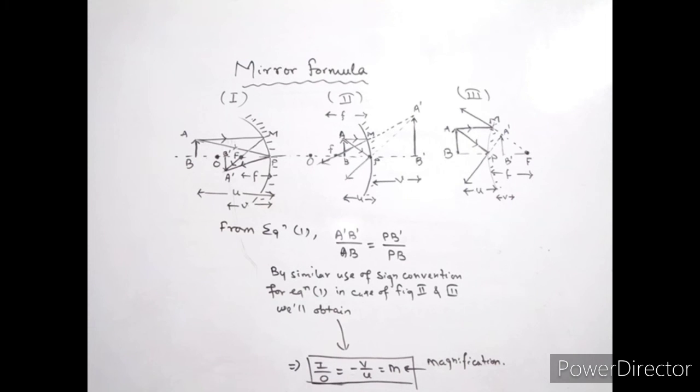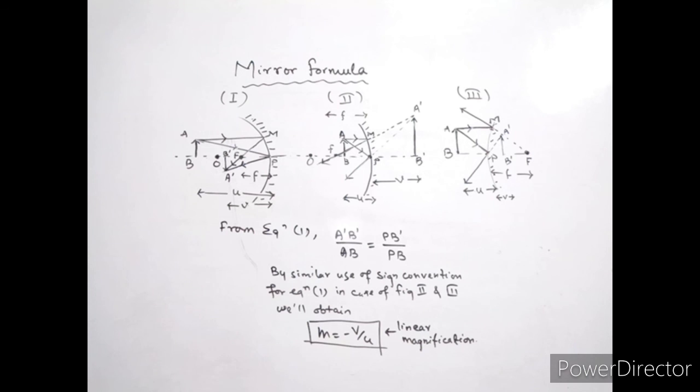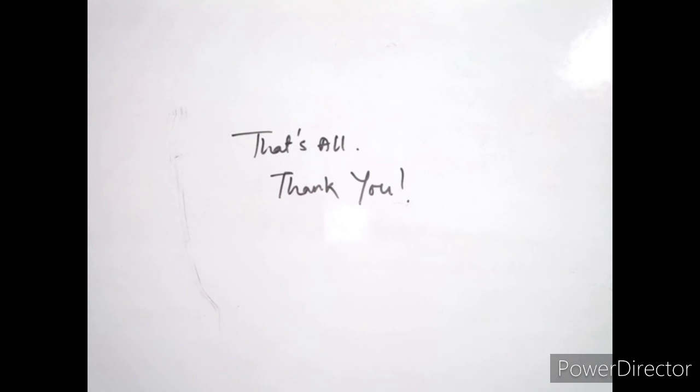Now by similar use of sign convention from equation 1, in case of figures 2 and 3, we'll be obtaining the same value of magnification. You can check for yourself, and if you find it difficult, you can comment and I can help you out. But it's quite easy to find this formula, that is m is equal to minus v by u, and the mirror formula as well. Hope you have understood it well. That's all. Thank you.